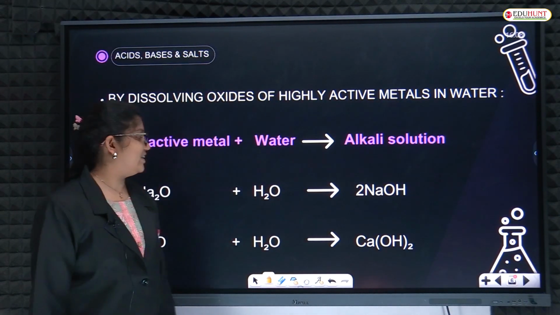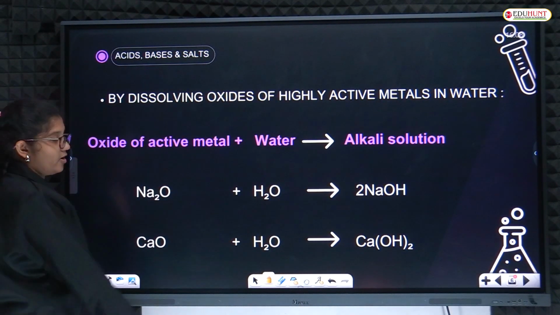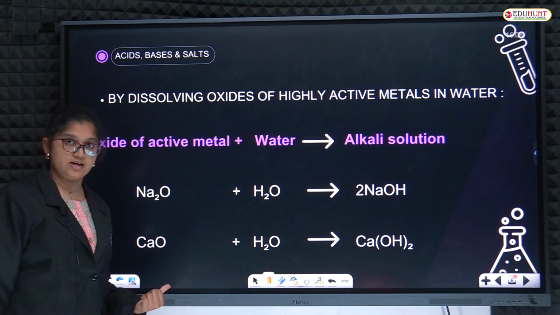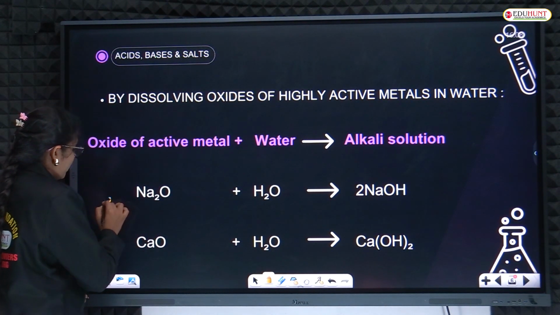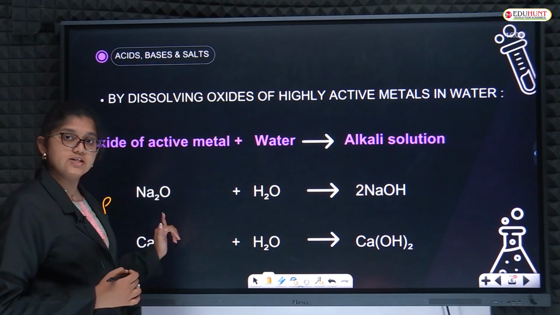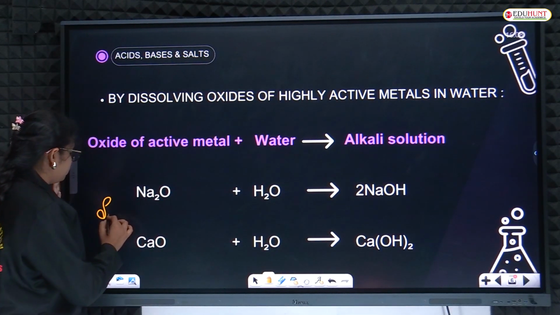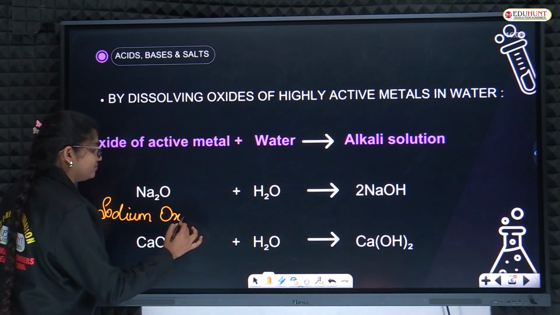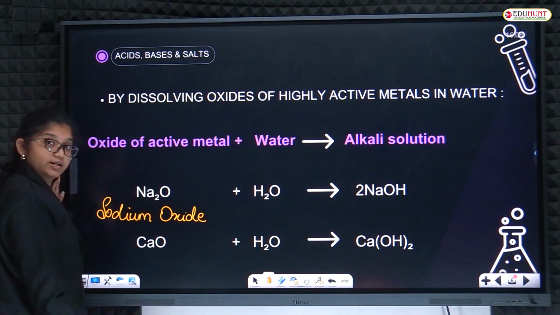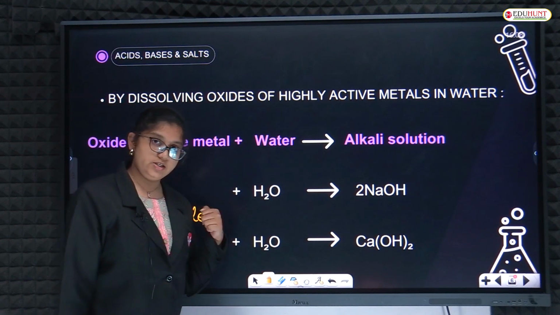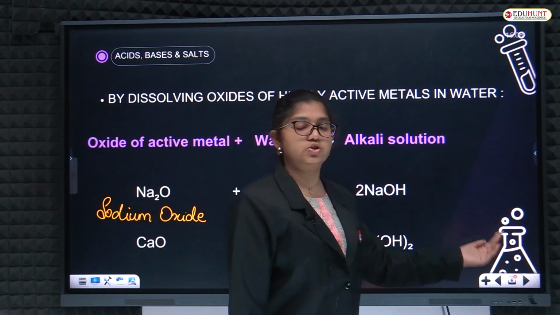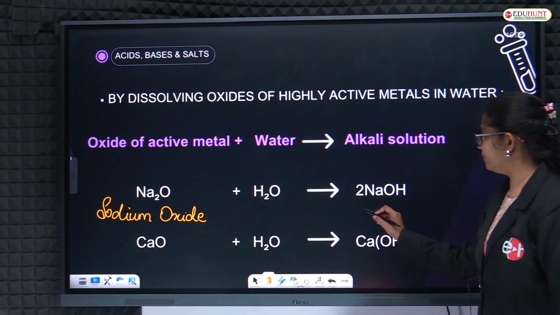Okay, children? Yes. So here let's take the oxide of active metal, examples such as sodium oxide and also calcium oxide. Okay, I'll add names for you. Na2O, the chemical name is sodium oxide. Okay, to this we are adding water. H2O means water. What do we get? We get 2 NaOH, 2 molecules of sodium.